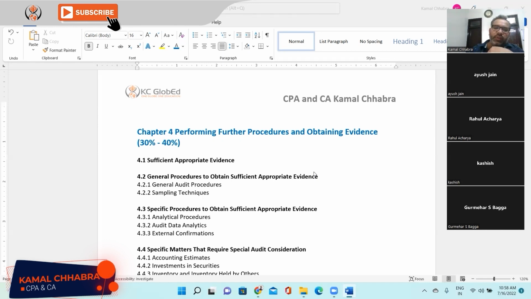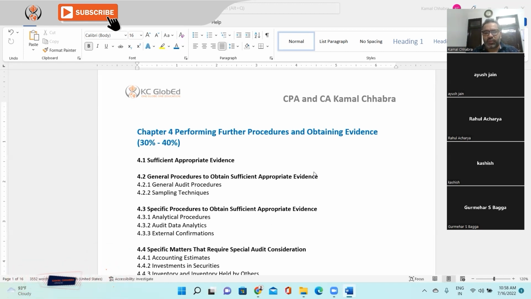Next, 4.2 is the general procedures to obtain sufficient and appropriate audit evidence. If you remember from chapter 1 and chapter 2, we discussed at a high level the general audit procedures: inquiry procedure, inspection procedure, observation procedure, recalculation and reperformance procedure. Do you remember those general audit procedures? Yes, sir.